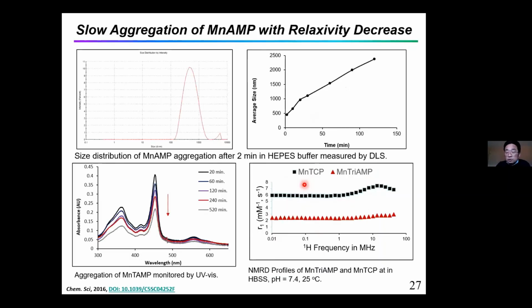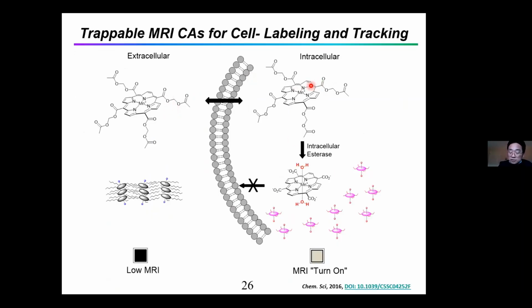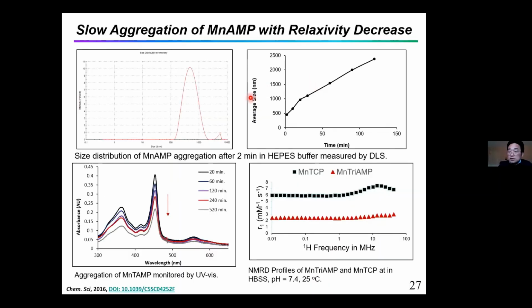Therefore it will lead to higher cell loading or stronger labeling. So as we predicted, when we made the lipid form, these agents, because they are now lipophilic, have a much lower water solubility, and therefore they aggregate. You can monitor the aggregates by dynamic light scattering methods, and you can see the average size increase over time. The UV-vis also drops, and more importantly, because of the low solubility and aggregation, the relaxivity also significantly drops in the ester form.